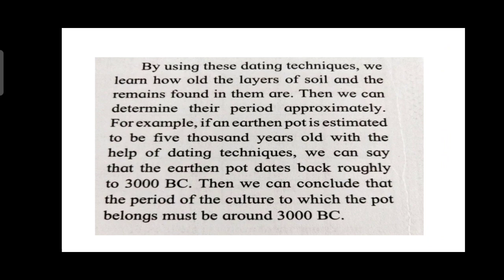So they have given us the example of an earthen pot. If an earthen pot is estimated to be 5000 years old with the help of a dating technique, how can we conclude about it? We can say the earthen pot dates back roughly to 3000 BC, that is before the Common Era. Then we can conclude that the period of the culture to which the pot belongs must be around 3000 before the Common Era. Have you understood?